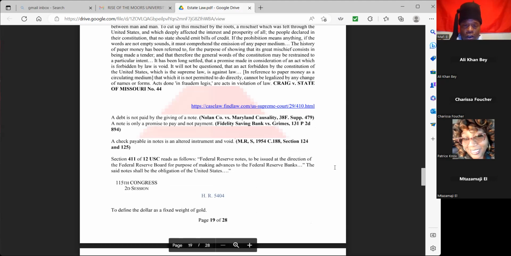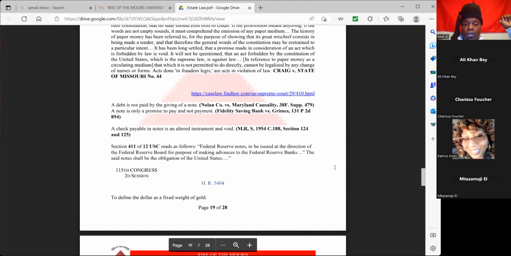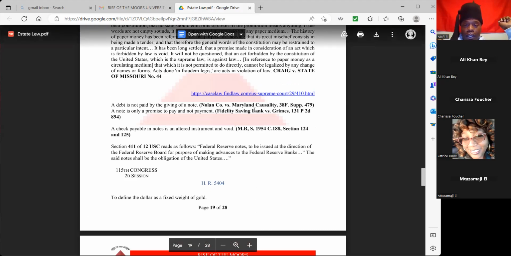All right, more case law. Debt is not paid by the giving of a note, right? We have Nolan County versus Maryland Casualty. More case law: a note is only a promise to pay, not an instrument. Fidelity Savings Bank versus Grimes. A check payable in notes is an altered instrument and void.